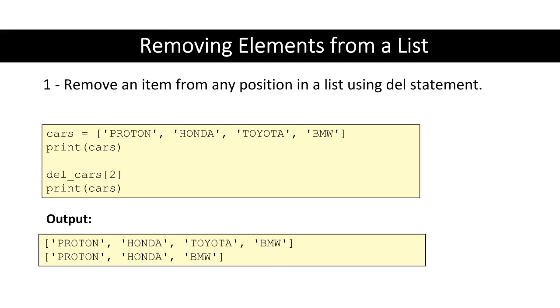This permanently deletes the item from the list. In this slide, we remove an element using del. Correct usage should be del cars[2]. This removes the element at index 2, which is Toyota. So the list becomes Proton, Honda, BMW.